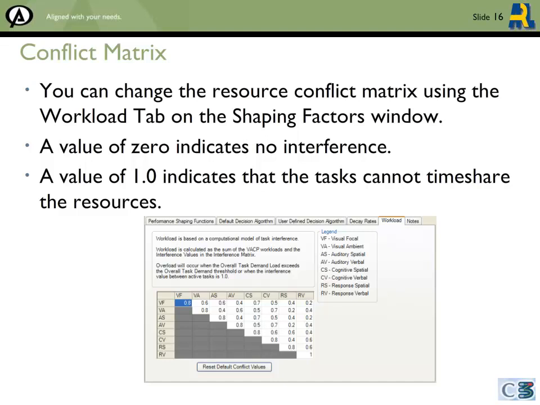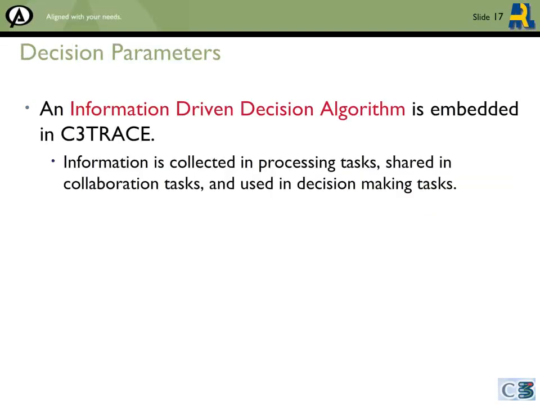The conflict matrix is universal for all tasks in the model. A default matrix is provided, but you can edit it as desired. Each cell in the conflict matrix can have a value between 0 and 1. 0 means no interference, and 1 means total interference, or the task cannot be performed at the same time. An example of total interference would be two tasks that both require speaking. They cannot both be performed at the same time.